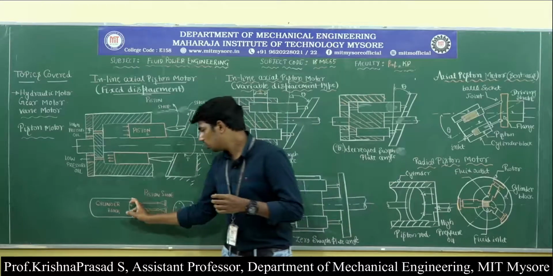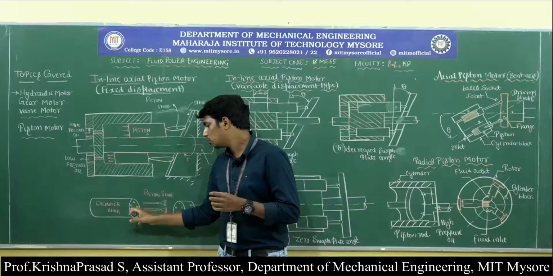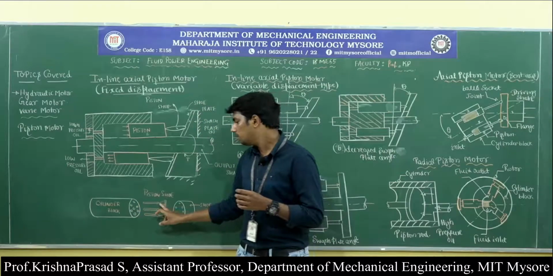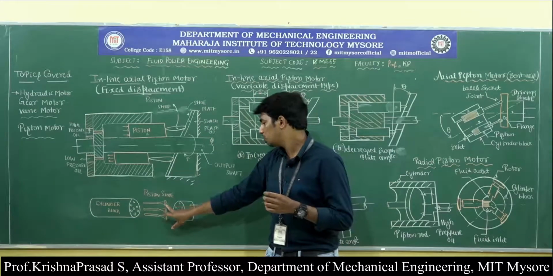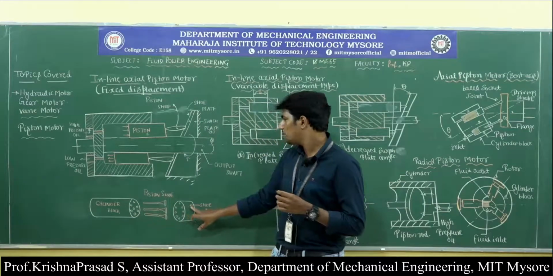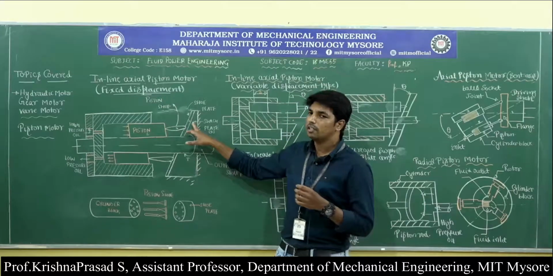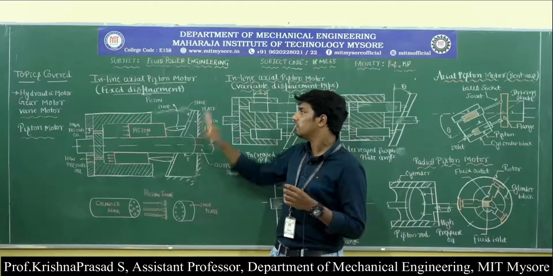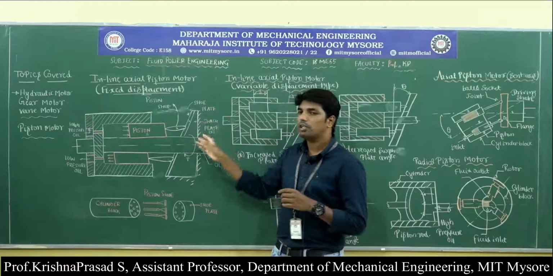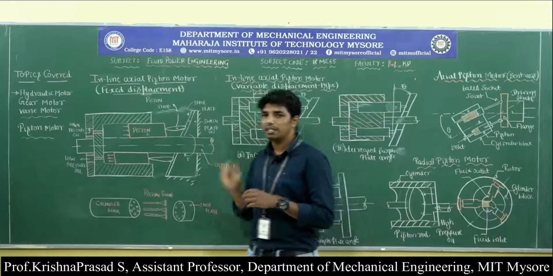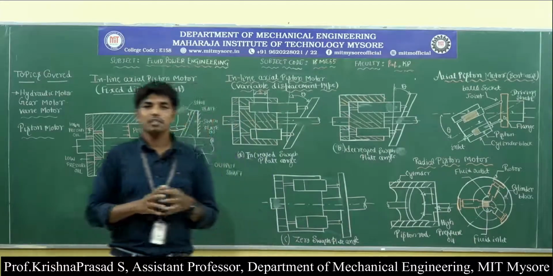Observe here, this is the construction of the cylinder block. Cylinder bores are provided, and all the pistons reciprocate in and out of the cylinder block with the help of the piston shoe. This is called the shoe plate, and the shoe plate is connected to the swash plate. So this is the construction of the inline axial piston motor of the fixed swash plate design. Now the oval plate design is very simple.